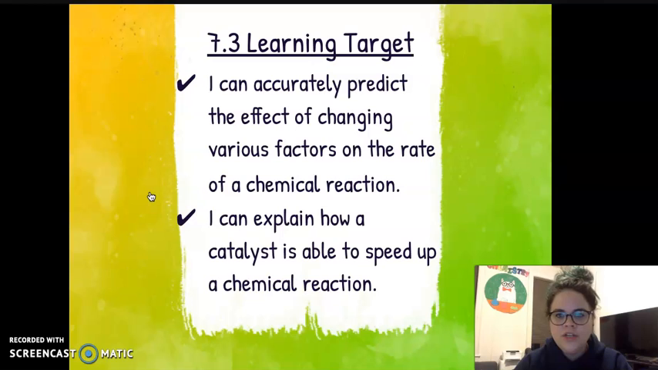Here are your learning targets for today. The first is I can accurately predict the effect of changing various factors on the rate of a chemical reaction. We've already done some of this with our most previous lab where we looked at how temperature changes how fast or how slow a reaction will happen. And so we're going to look at the rest of those today, and the last one being a catalyst. And so we want to explain how a catalyst is able to speed up a chemical reaction.